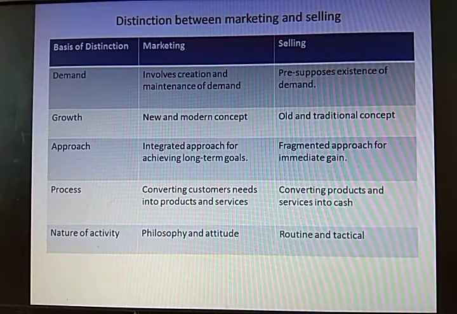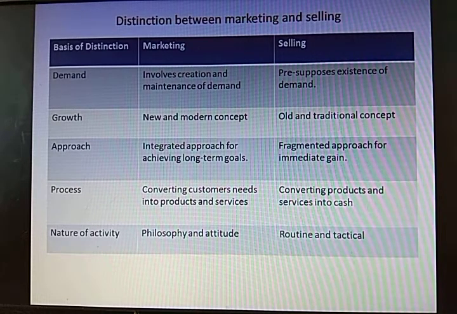Let us turn to the next point of distinction, demand. Marketing involves creation and maintenance of demand. In creation of demand, it tries to sense the market, stimulate the market, and encourage customers to buy the product of that particular brand. Then it also maintains the demand. In selling, the demand is presupposed: this much quantity will be required in the market, so it produces and tries to sell. The selling process just presupposes the existence of demand.